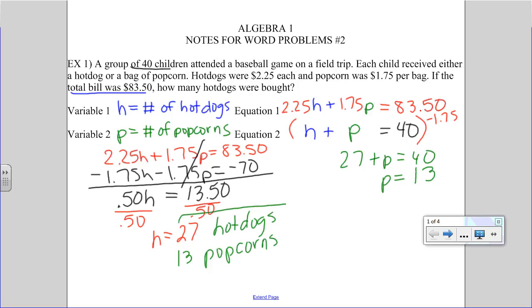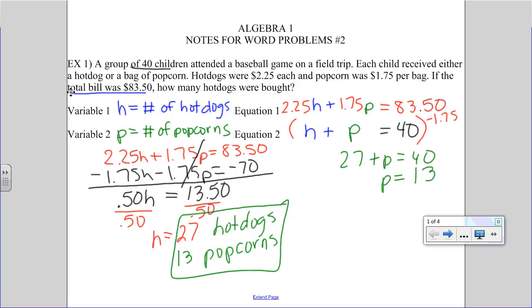And then, like I said, guys, take those and pretend like you're buying them at the concession stand. Take your hot dogs, multiply them by the cost. Take your popcorns, multiply them by their cost. And then see if you equal your total. You guys can use your common sense rather than your equations to check your answers. All right? Any questions?